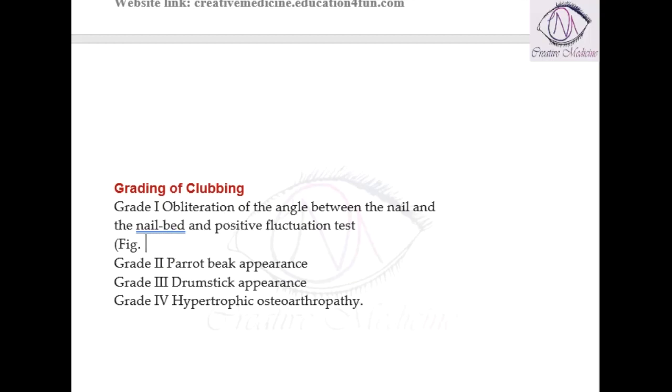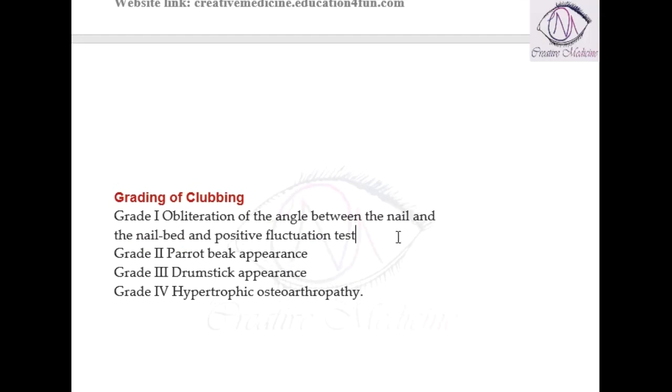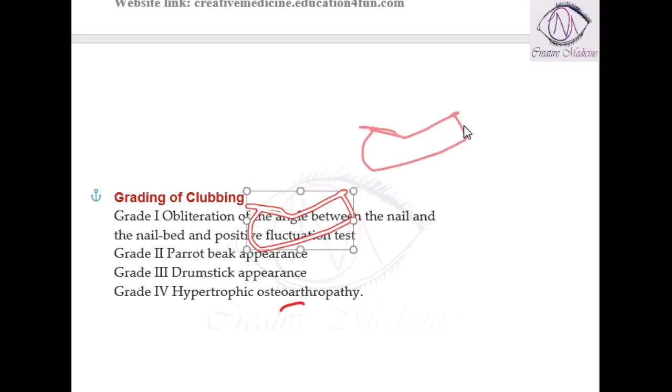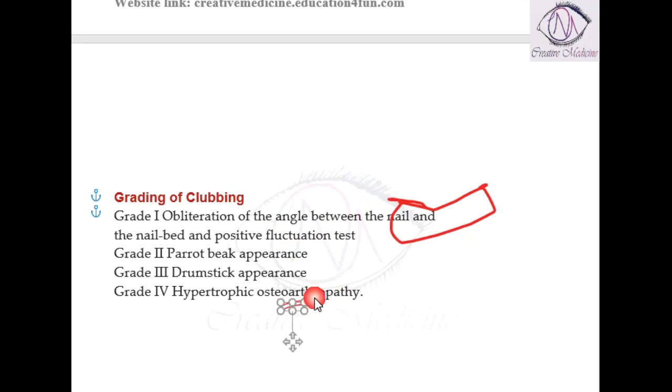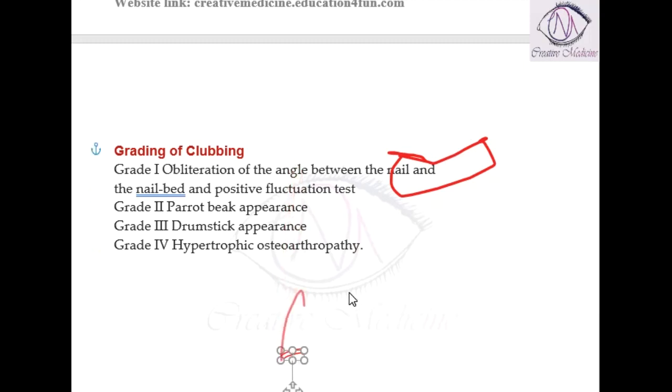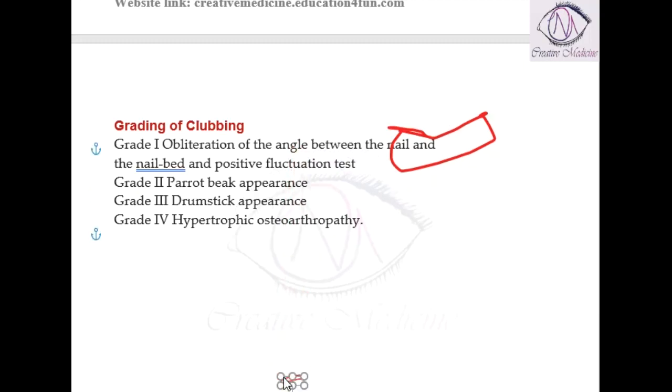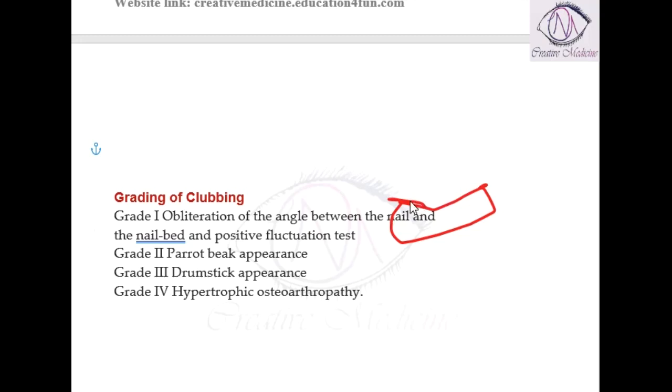In grade 1, there is obliteration of the angle between the nail and the nail bed. Normally there is an angle present between the nail and the nail bed, and this angle is actually 160 degrees. But this angle is obliterated in certain conditions, mainly in clubbing. So obliteration of the angle between the nail and nail bed is grade 1 clubbing.